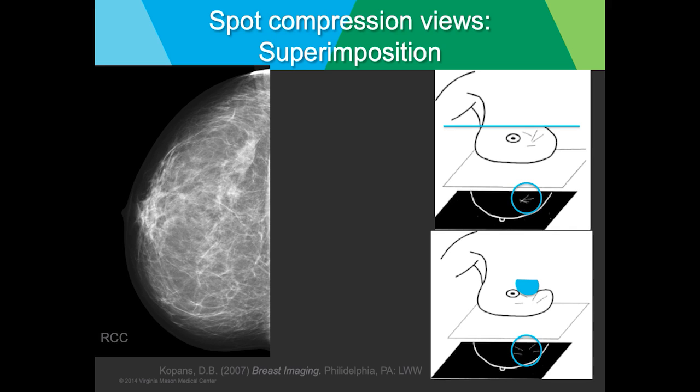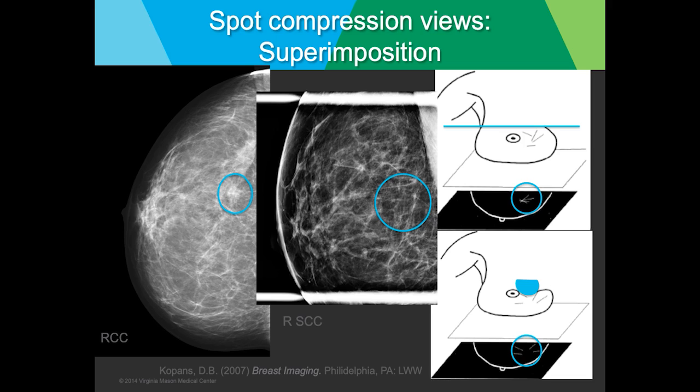And here's an example. This is a right CC view obtained at the time of screening with a possible lesion shown here in the posterior central aspect of the breast. The patient was recalled from screening, given a BI-RADS 0, and additional views were obtained. This is a spot compression view obtained in the CC projection of the area of concern. And you can see that there is no persistent denser area, consistent with superimposition.